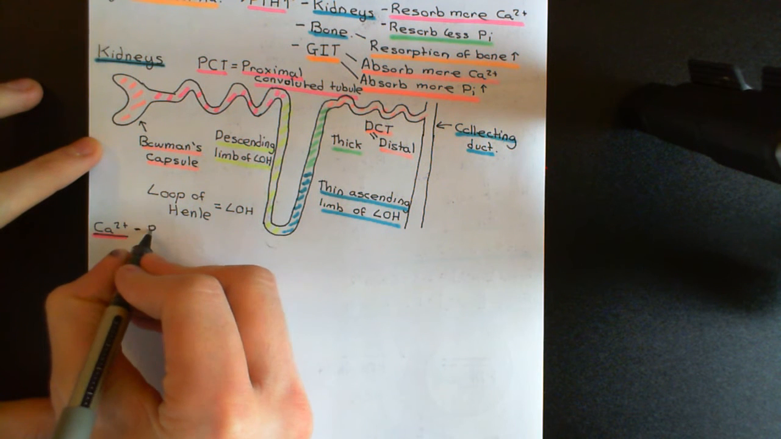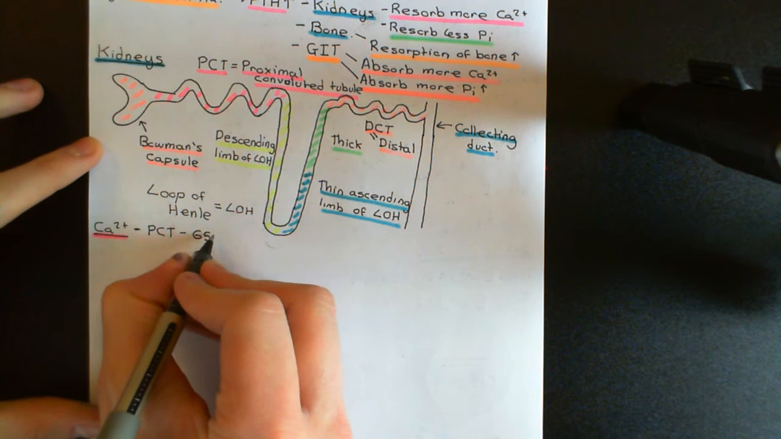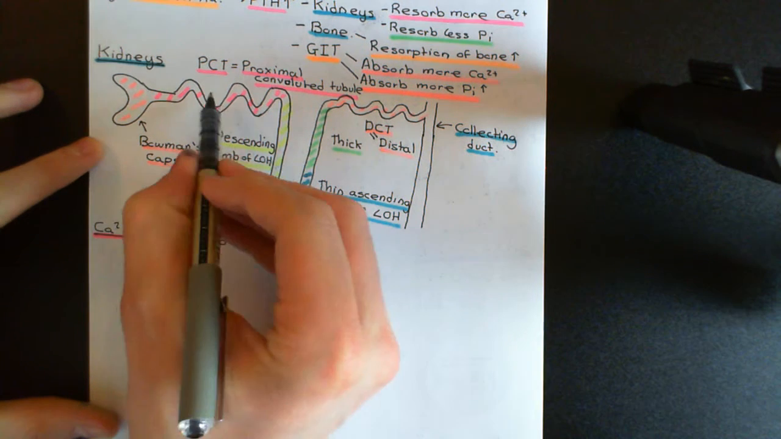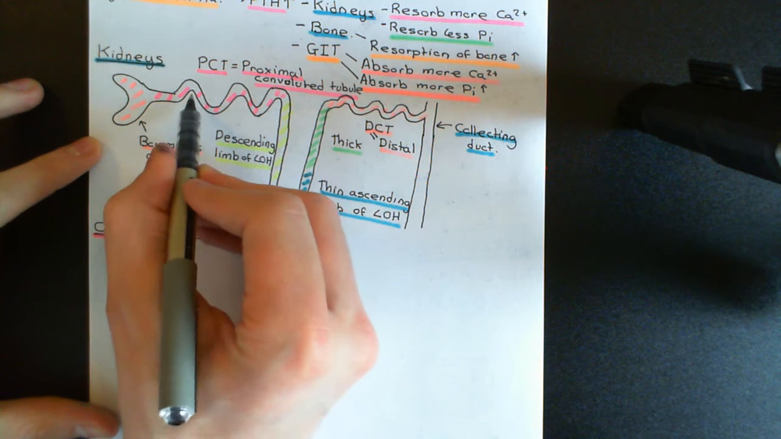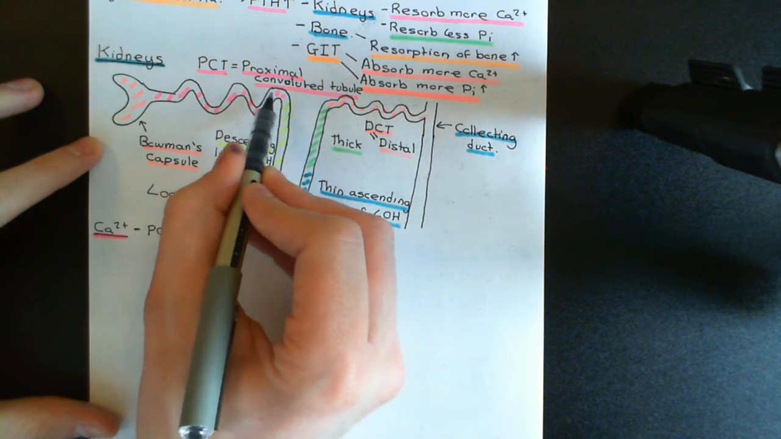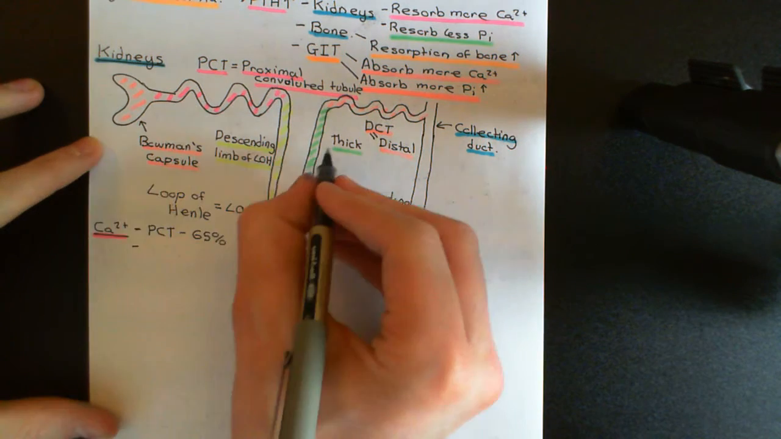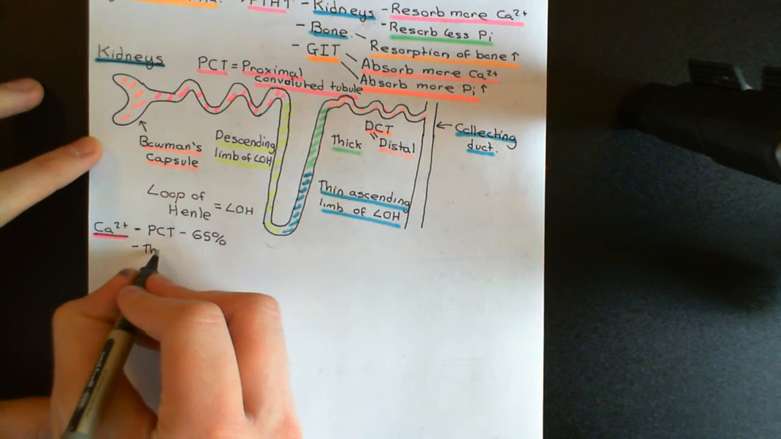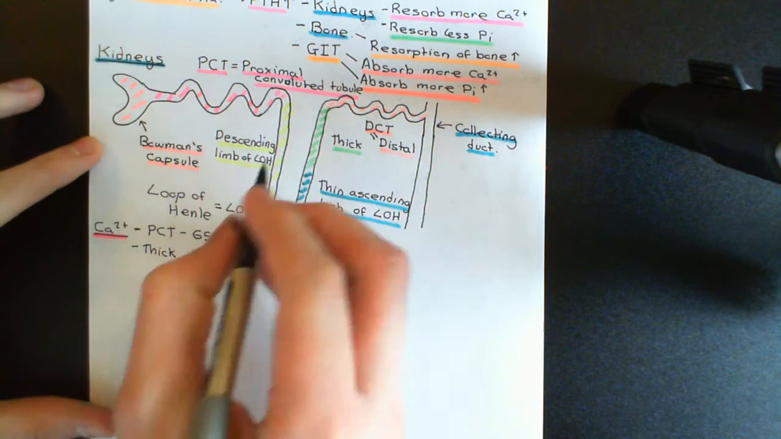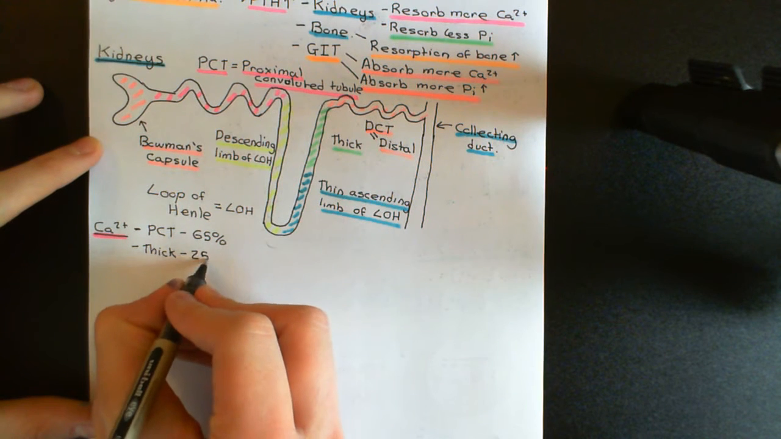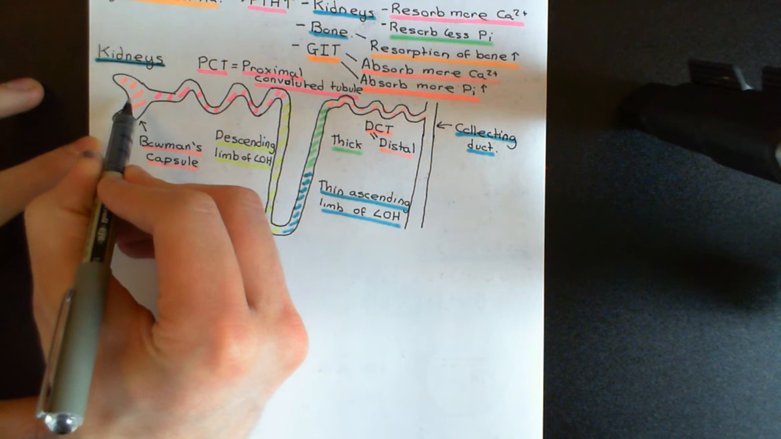Okay, so in percentages, the proximal convoluted tubule is the main place where we reabsorb calcium. 65% of the calcium ions in the glomerular filtrate are going to be reabsorbed into the bloodstream in the proximal convoluted tubule. Then in the thick ascending limb of the loop of Henle, which I'll just call the thick, okay, we are then going to resorb a further 25%. Okay, so 25% of the calcium that was in the initial glomerular filtrate.